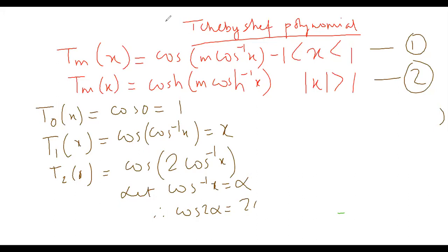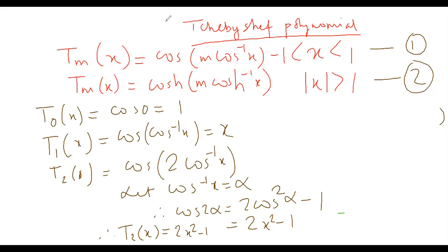So on expansion, you will get 2 cos square alpha minus 1. Now that will be equal to 2x square minus 1, right? So therefore, you get T2(x) equals 2x square minus 1. So you are getting a polynomial. You have to cleverly see whether you are getting a polynomial or not. Similarly, if you keep on increasing the value of m, you will get a polynomial, right? So you are getting a second order polynomial now.